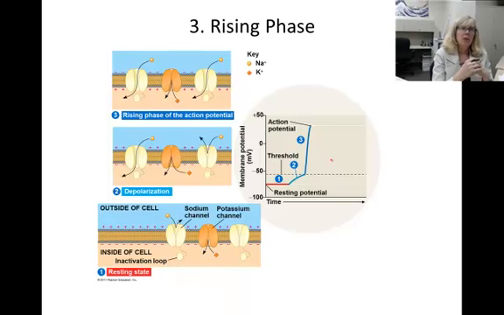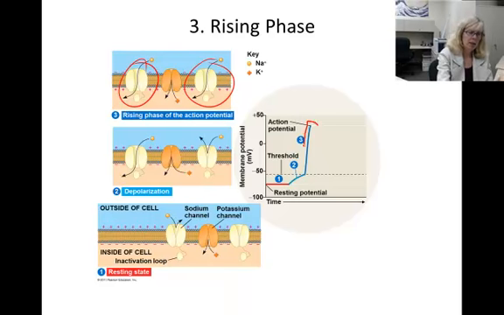A strong trigger opens all the sodium channels in an area. This causes a large rush of sodium into the cell, and the membrane becomes very positive inside compared to the outside, and you get this large depolarization spike.